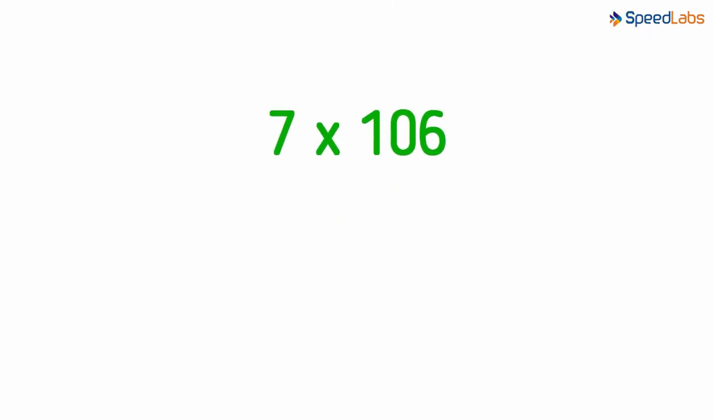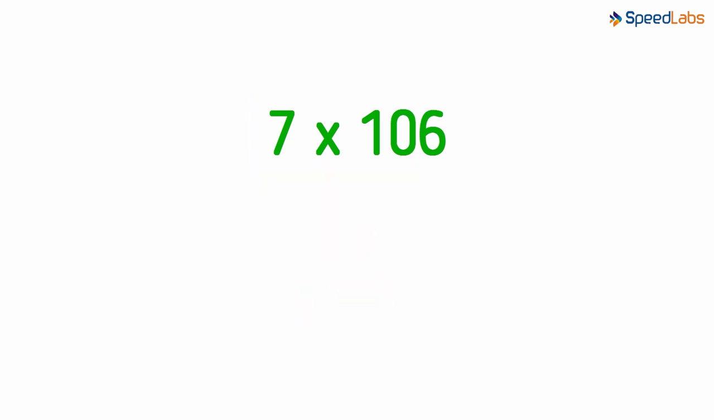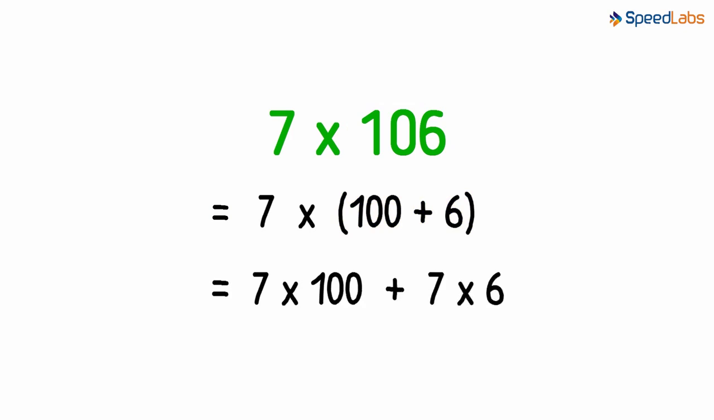How can we find the answer for 7 times 106? If we try to multiply them, then we may find it a bit difficult. Hence, we can rewrite the problem like this. We just wrote 106 as 100 plus 6. Can we expand the brackets here? Absolutely. What will be the first step of the solution? It will be written as follows. We have multiplied 7 with each term in the bracket.